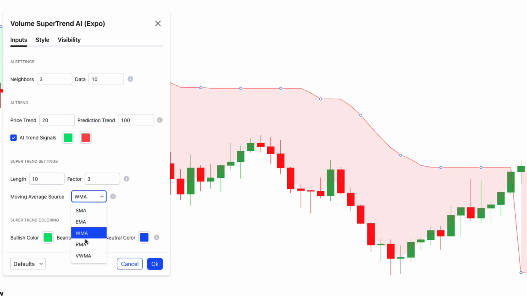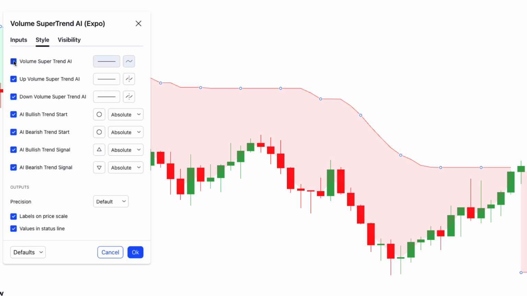Moving on, we have the moving average source presenting several options for our selection. For this video, we're going to go with the default value. Additionally, here you have the option to change the colors representing bullish and bearish trends. In the Style tab, we have the option to switch the visibility of various indicator components. But since we're going to maintain the default settings of this indicator, we're going to click here and choose to reset this indicator settings to the default values.